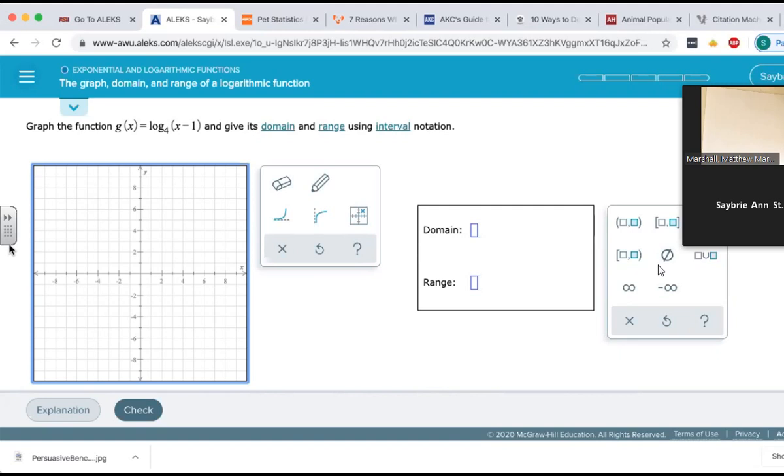Inside the parentheses, you have x minus 1. So it looks like you got a nice solid point on 2, 0, and a nice solid point on 5, 1. That's what I'm seeing right there. And looks like the vertical up and down dotted line is going to go right through 1. If you want to start, there you go.